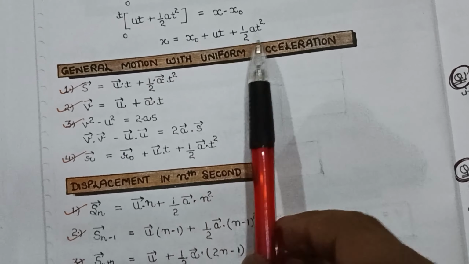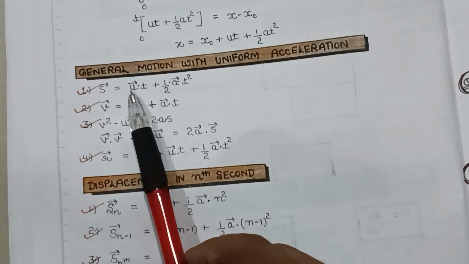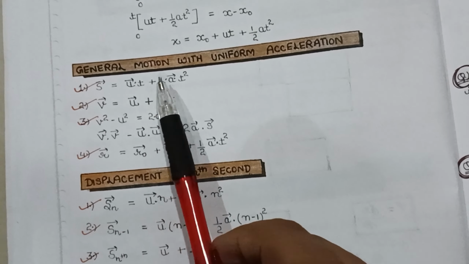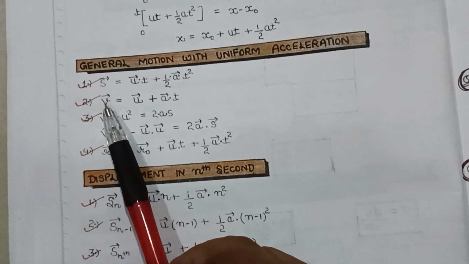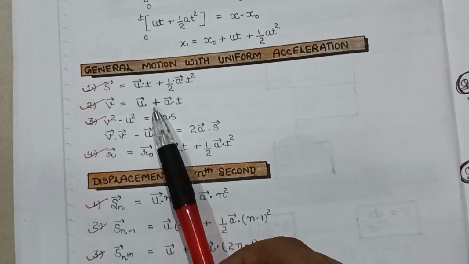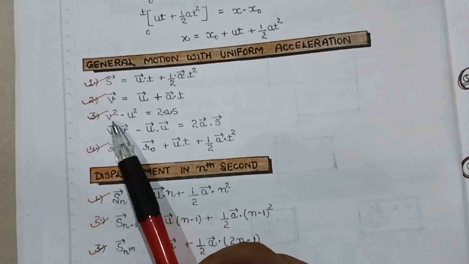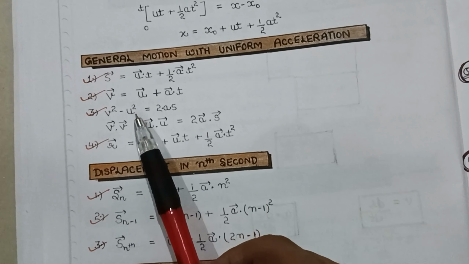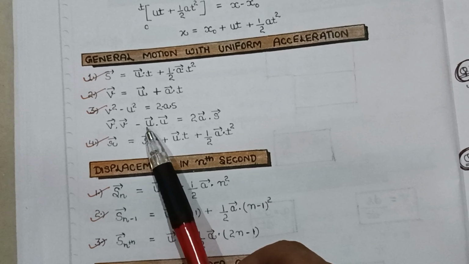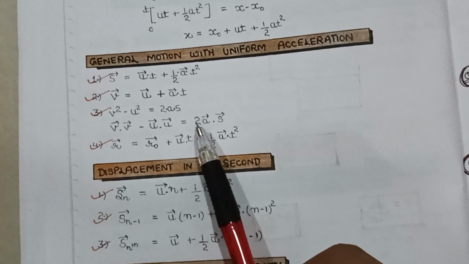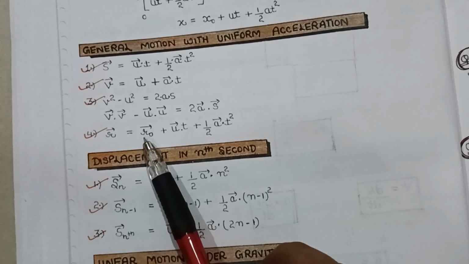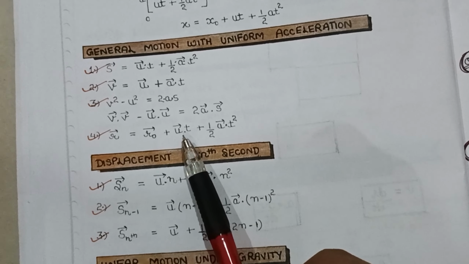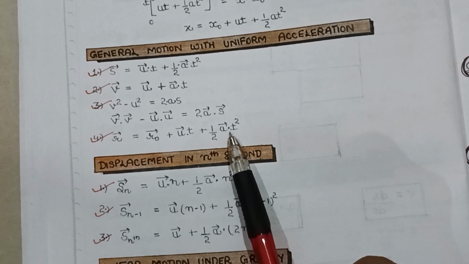General motion with uniform acceleration. Displacement vector is equal to u vector times t plus half of a vector times t square. v vector is equal to u vector plus a vector times t. v square minus u square is equal to 2as, that is, v vector dot v vector minus u vector dot u vector is equal to 2 a vector dot s vector. r vector is equal to r naught vector plus u vector times t plus half of a vector times t square.